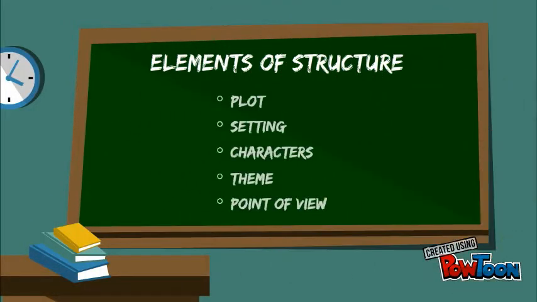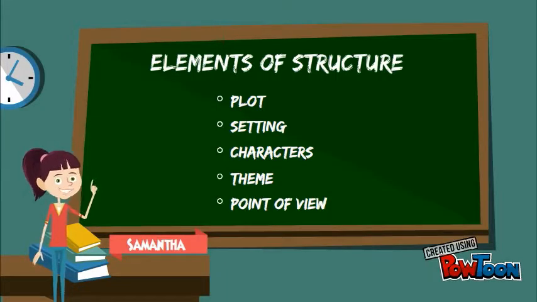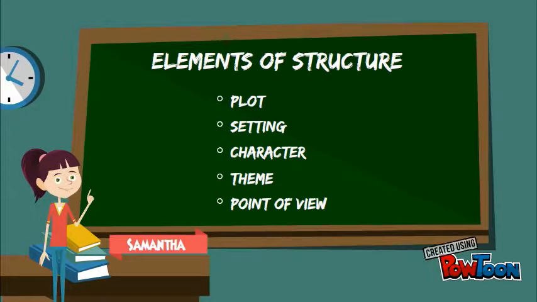The elements of structure in narrative writing include the plot, or the rising and falling events that take place, the setting, or the place and the time, the characters, or those who are involved in the story, the theme, the overall takeaway of the book, and the point of view, who's telling the story. Now we have a general definition of each element, but let's take a more in-depth look at each one.